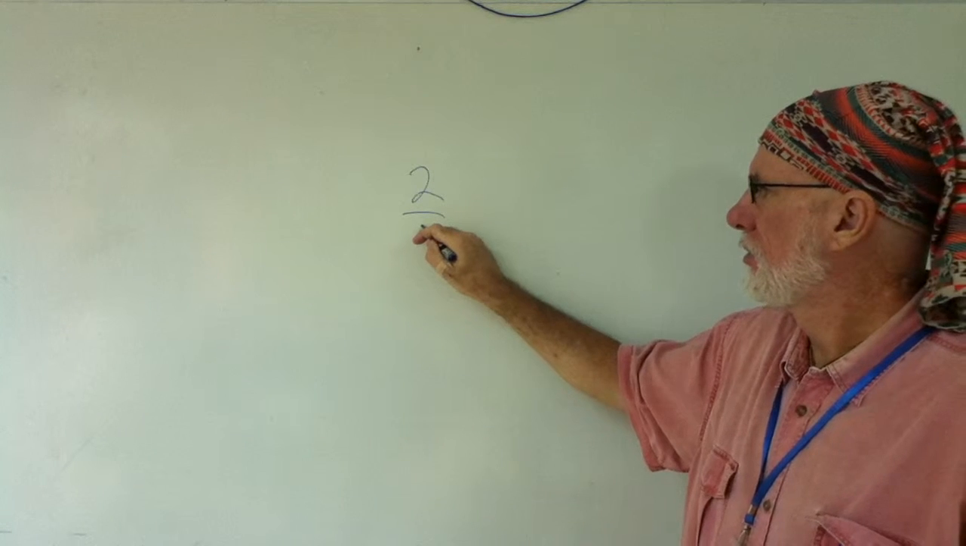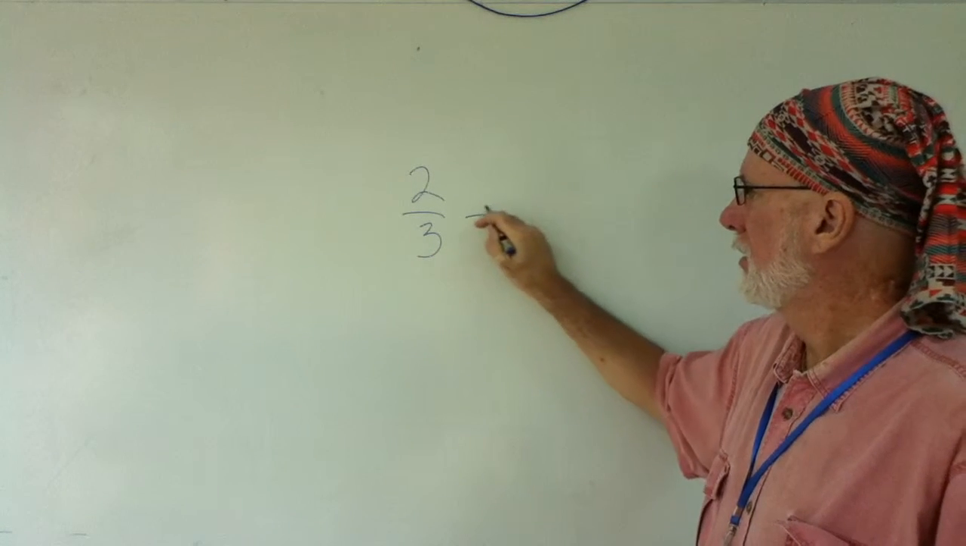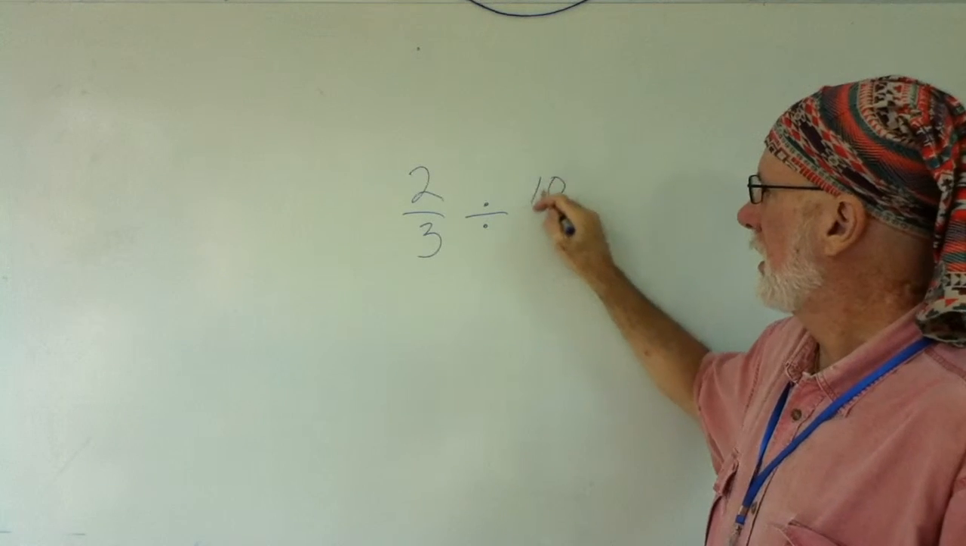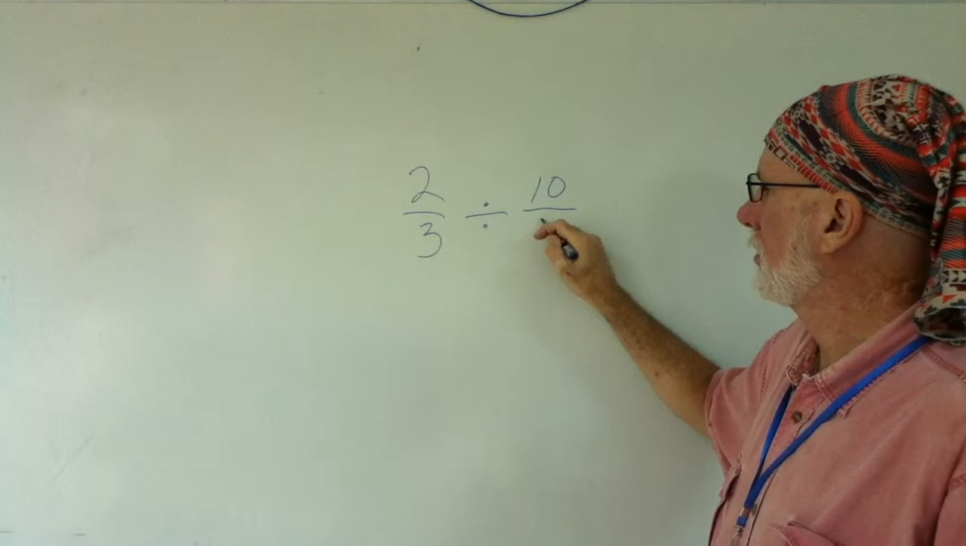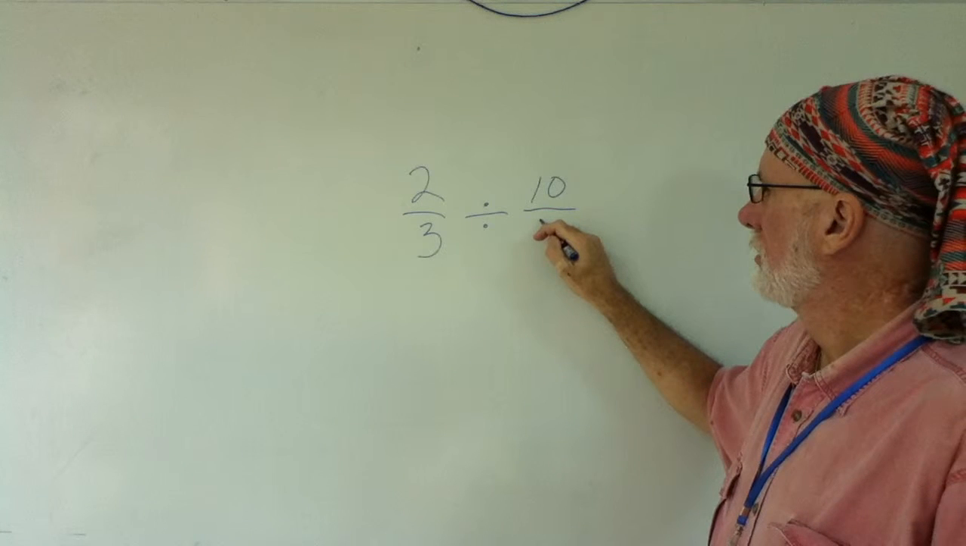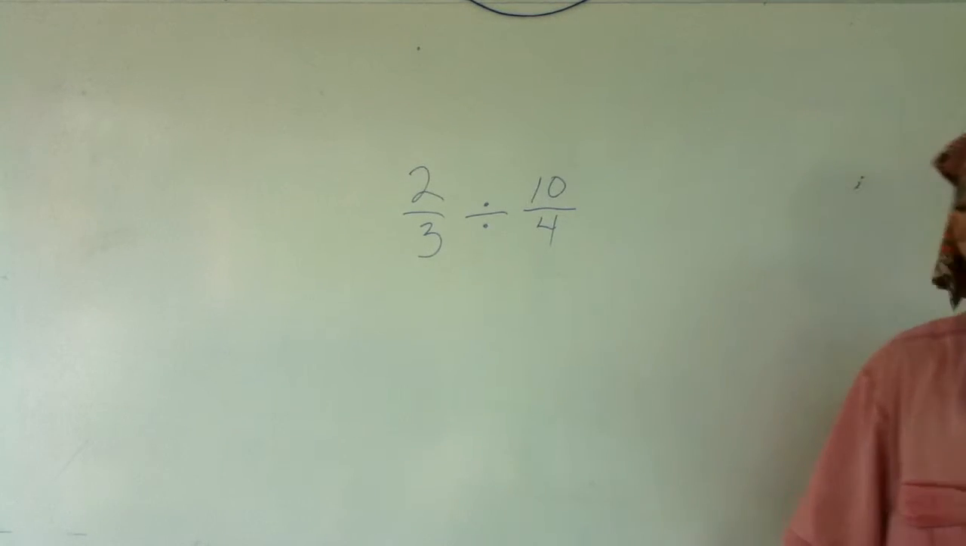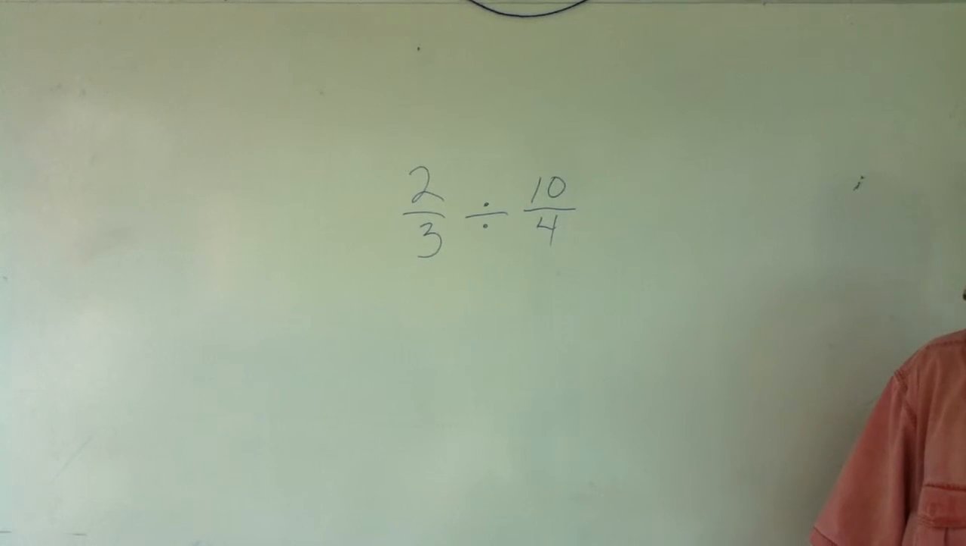All right. 2 over 3 divided by 10 over 4. Okay, so what do I do? Inverse. I can take, what? How do you say that in math?